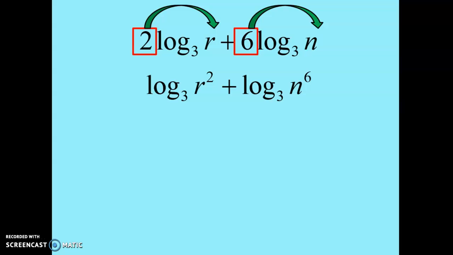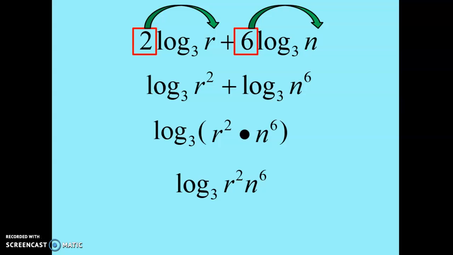Now what we're going to do next is condense them because they're both being added with the same log base of 3: r squared times n to the 6th. We can simplify that so it looks like log base 3 of r squared times n to the 6th. And there's our answer. So we've seen 3 different examples of condensing. There's number 4 and number 5 on your note sheet. Please try those out. Pause the video, try them out, and then come back.